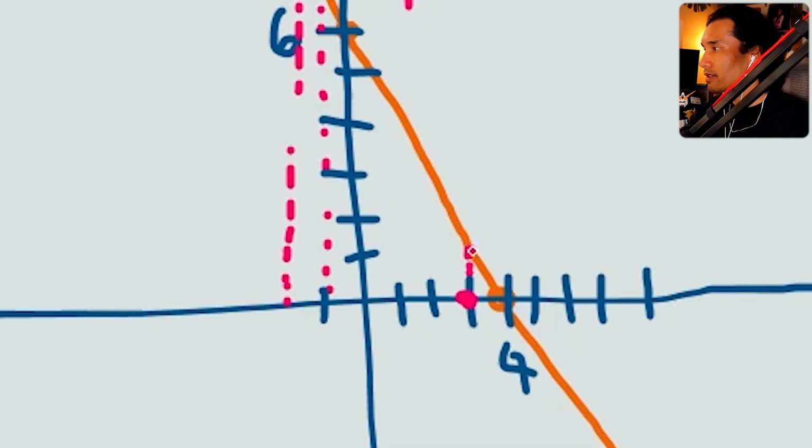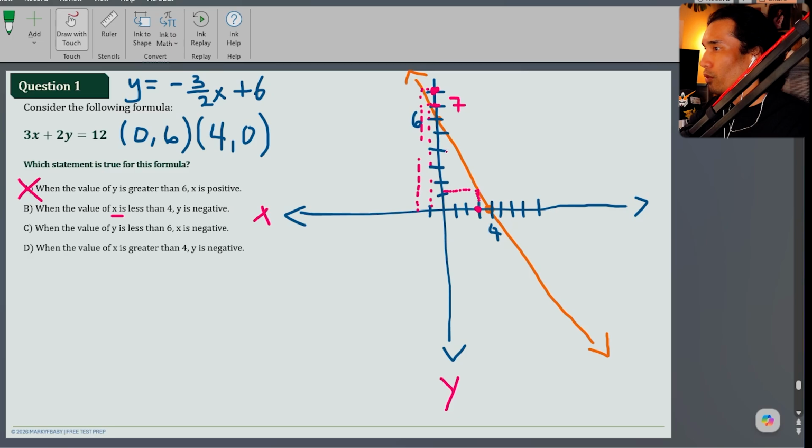And I like to think of this as a tightrope, okay? We touch our line here, and then we go to the corresponding axis, and it's the y-axis. Well, what is this part of the axis? These have positive values. Are they negative? No. So B is incorrect.